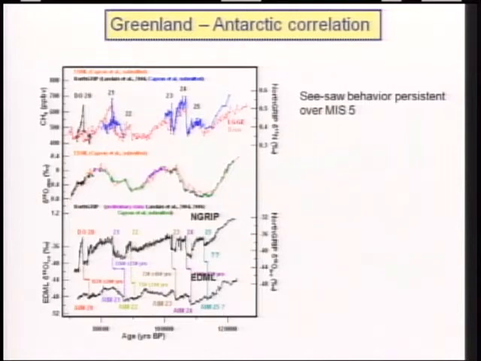Again, for Downscale 25, things are a little bit more complicated, and actually we are not sure at all that we can have an Antarctic counterpart to this first Downscale event.